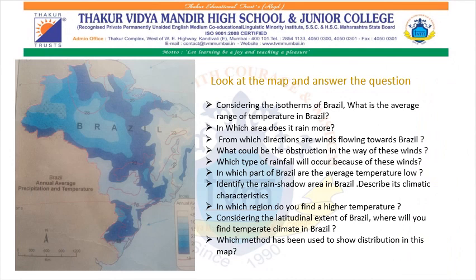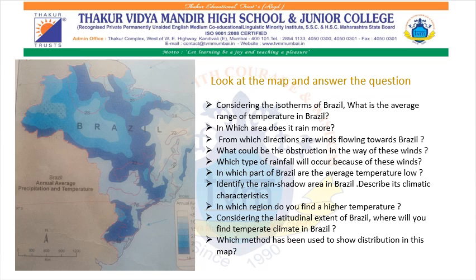Children, now you're going to look at this map of Brazil and answer the following questions. To refer to the map, you can open your textbook to page 25. You take a pencil and write the answers in the textbook itself. Now this is a map of Brazil showing you the annual average precipitation and temperature. The index is given showing you the rainfall, and that is being shown in different colors.